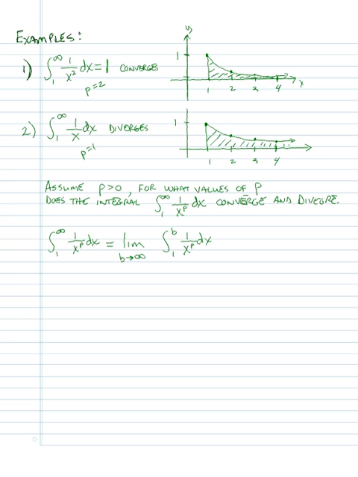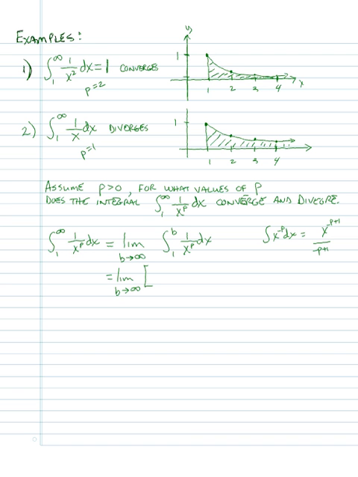Now, to do the integral, I'm going to maybe skip a few steps here, potentially. To do the integral, we really think of 1 over x to the p as x to the power negative p. And when we do that, we would end up with x to the negative p plus 1 divided by negative p plus 1, or times the reciprocal of negative p plus 1. And I'm going to write negative p plus 1 as 1 minus p.